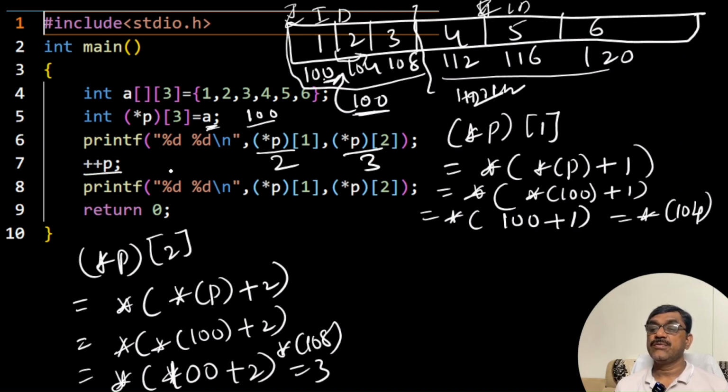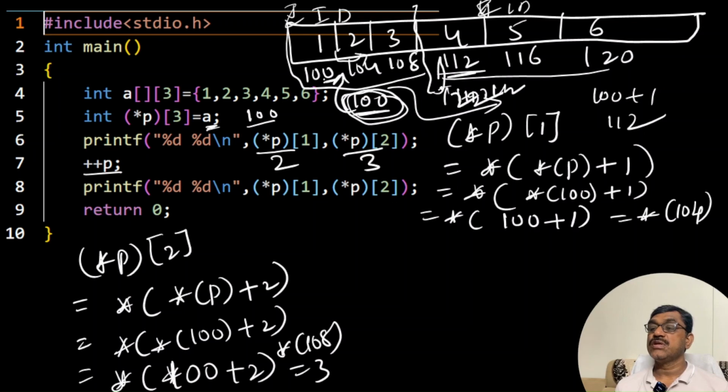Now after that we are saying plus plus p. What do you mean by plus plus p? So see, p consists of the outer address 100. That means p is the pointer which consists of address of the first one dimensional array. When we say plus plus p, the outer address 100 plus 1, meaning is we are moving from first one dimensional array to the second one dimensional array. That means from first 100 we are moving to 112. 112 is the address of the second one dimensional array.